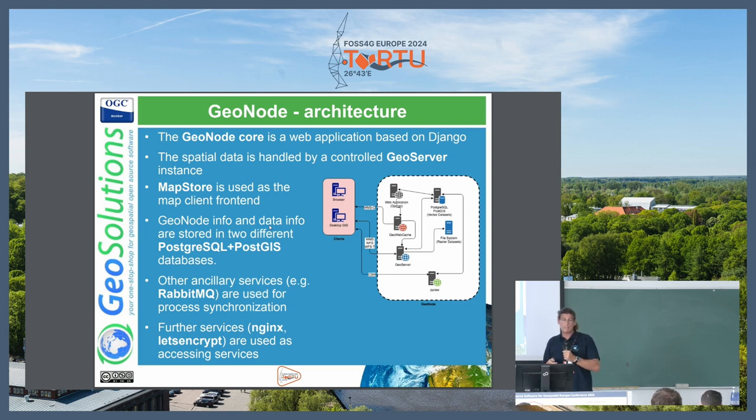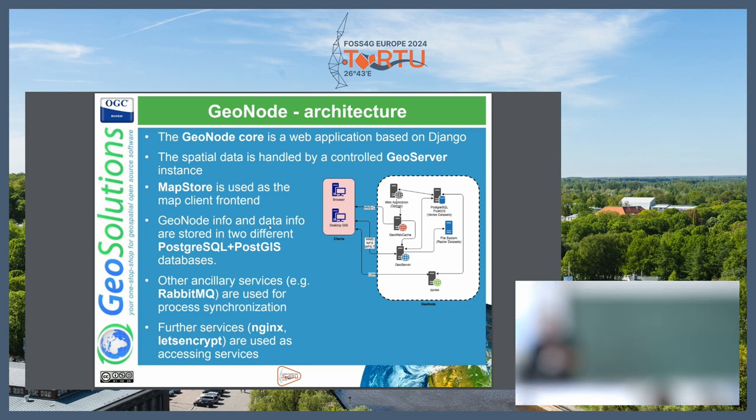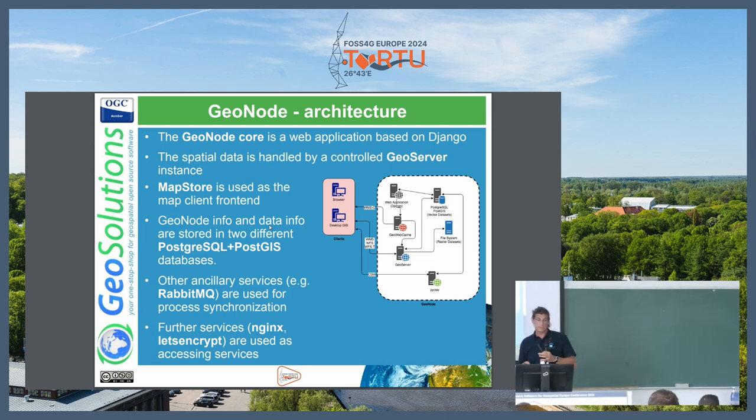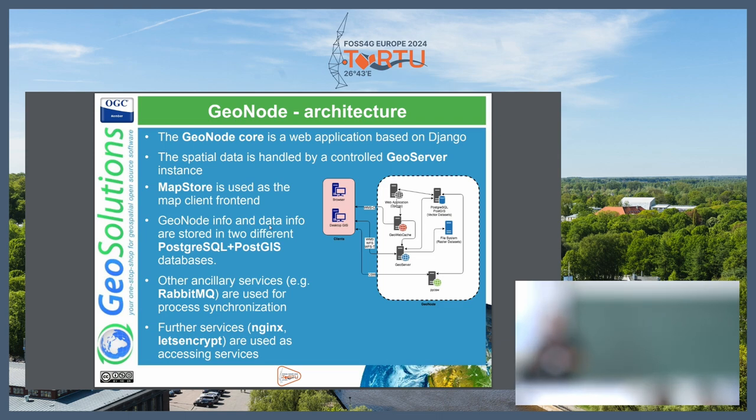MapStore is used as a map client front end. It's a quite powerful client in which you can add different plugins. And then for all the backend part, PostGIS is used for storing both the metadata on the GeoNode side, and another database which is shared with GeoServer, where GeoNode will import all the vector data and GeoServer will read from them for rendering the various layers. Then there are other ancillary services such as RabbitMQ, Celery, and so on for running the background services. And then usually when a whole system is put together, there are other services, Nginx, Let's Encrypt, for creating the upper layer of communication toward the world.